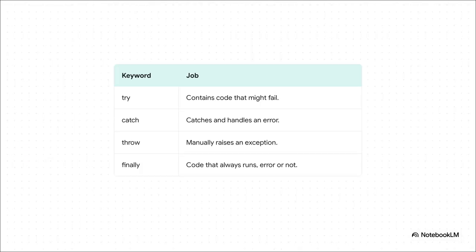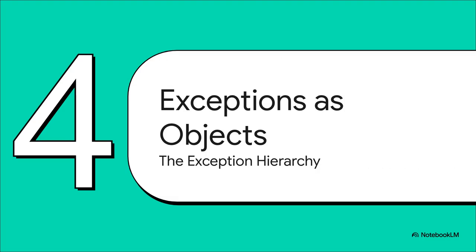And here are the actual tools in the toolkit. The try block is like the high-wire act. That's where the dangerous stuff happens. The catch block is the safety net waiting right below, ready to grab the performer if they fall. Then you've got throw, which lets a programmer create their own error signal on purpose. And finally, that's the cleanup crew that comes in afterwards to make sure everything is put away, whether the trick succeeded or not.